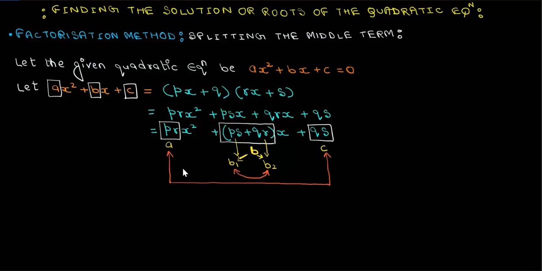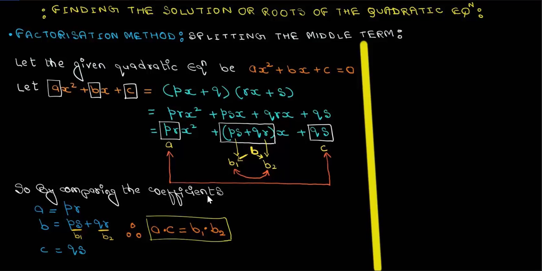If I multiply a and c, which means pr and qs, the multiplication is pr qs, and if we multiply b1 and b2, we get ps qr, or in other words pr qs. So multiplication of a and c is equal to b1 into b2. So by comparing the coefficients, a equal to pr, b equal to ps plus qr, where this is b1 and this is b2, and c equal to qs. Therefore a into c is equal to b1 into b2.